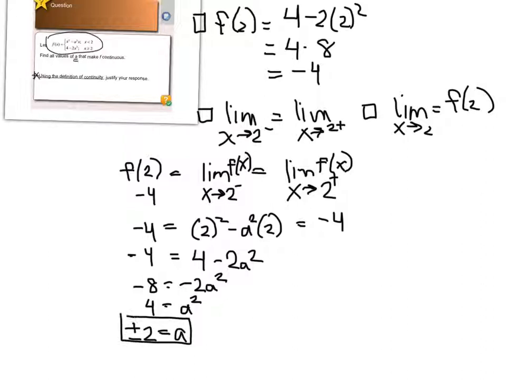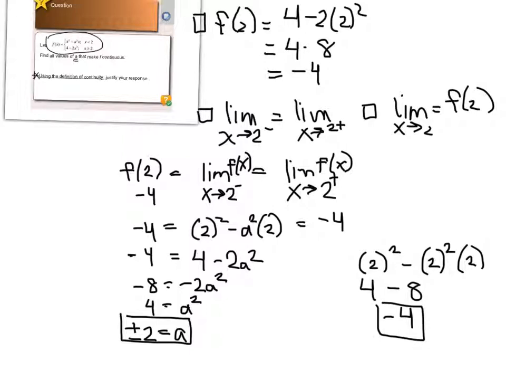So if I were to check that and plug that back into the left side, I'd have 2 squared minus 2 squared times 2. So I get 4 minus 4 times 2 is 8, which is negative 4. And that also is the value at 2.